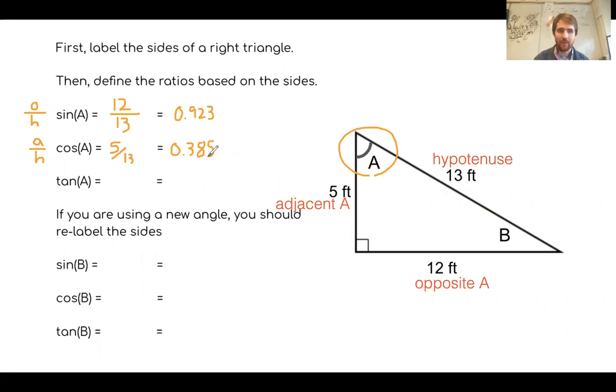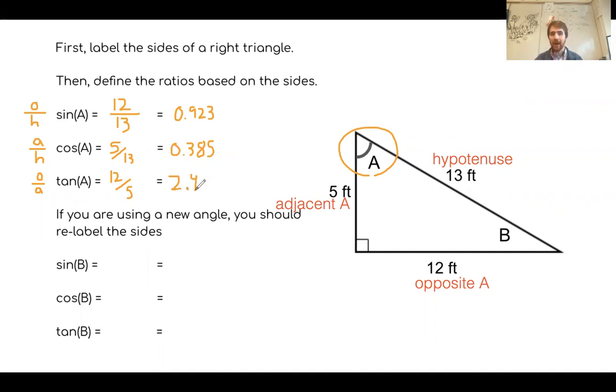I'll round that to 0.385. And finally, tangent. Tangent is opposite divided by adjacent. Again, you do not need to memorize these. You do need to know them, which means you need to always have these notes handy whenever we're in this unit. So opposite side is 12. Adjacent side is 5. 12 divided by 5. This one I think I can do in my head. It should be 2.4, but I will check that on the calculator. It is in fact 2.4.